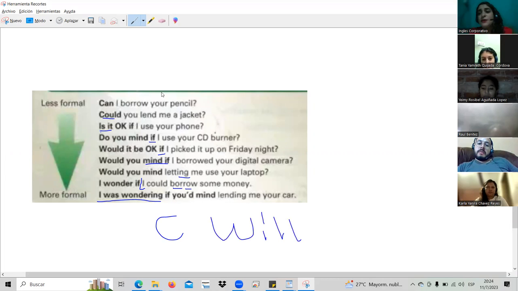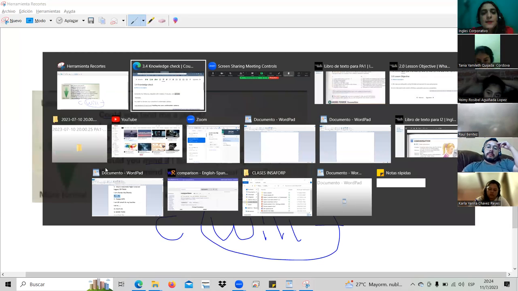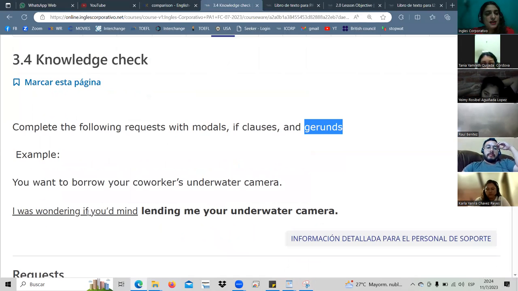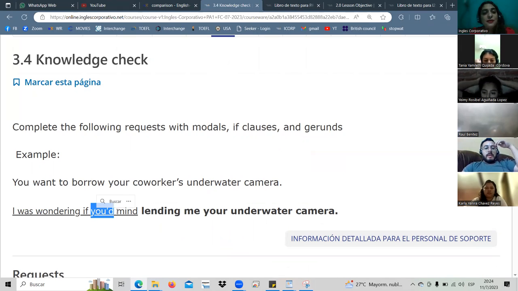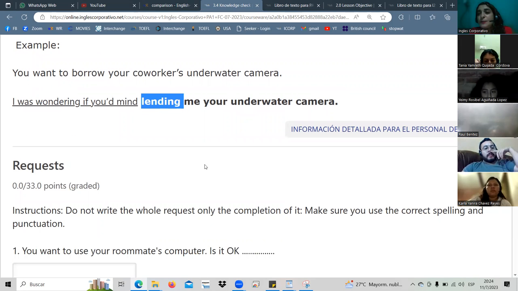The other, will you, hey, will you please help me with the dishes? Will you please call me later? You can also use will, or we say would as well. Can, could, would. Basically those are the most common ones. So I was wondering if you would mind, what is this would? This is the contraction, okay? After mind, remember, we use the form with the ing, the gerund.